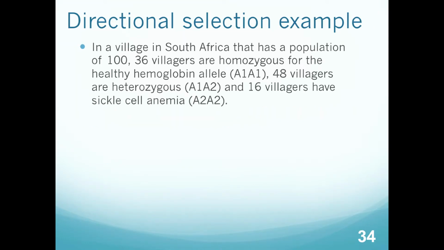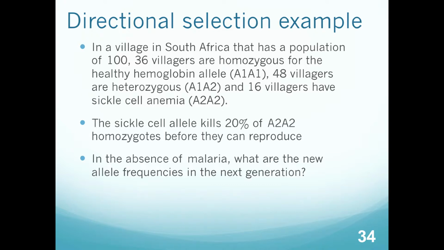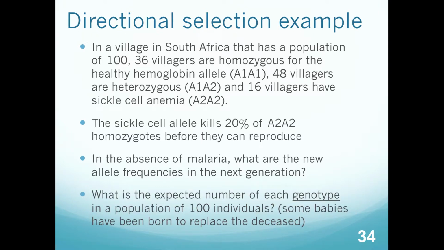So we have a problem here. In a village in South Africa that has a population of 100, 36 villagers are homozygous for the healthy hemoglobin allele, 48 are heterozygous, and 16 individuals have sickle cell anemia. Sickle cell anemia kills 20% of A2 homozygotes before they can reproduce. In the absence of malaria, what are the new allele frequencies in the next generation? And what is the expected number of each genotype in the population of 100 individuals, where we've had some individuals born to replace the deceased?